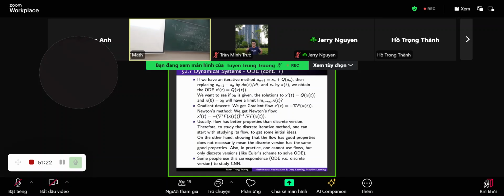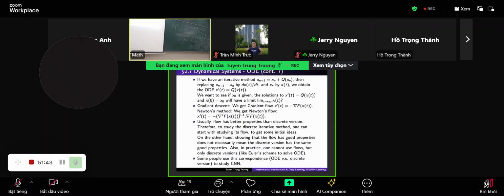So some people study this type of thing, and that's why I mention it: this flow usually helps you to understand your discrete version.